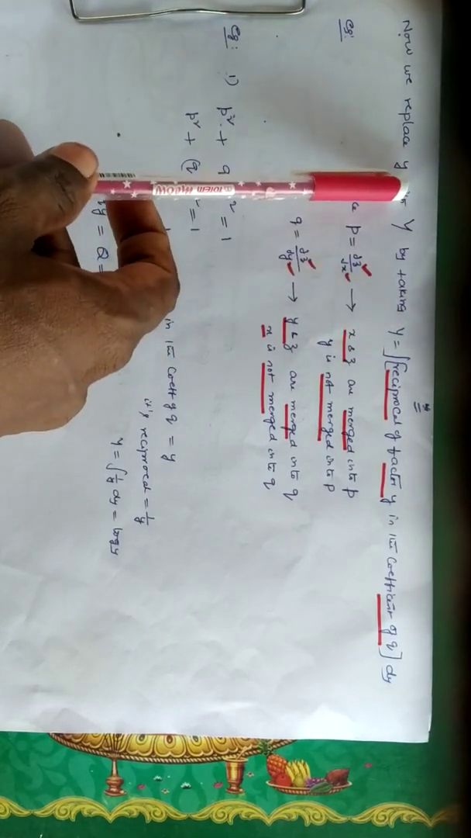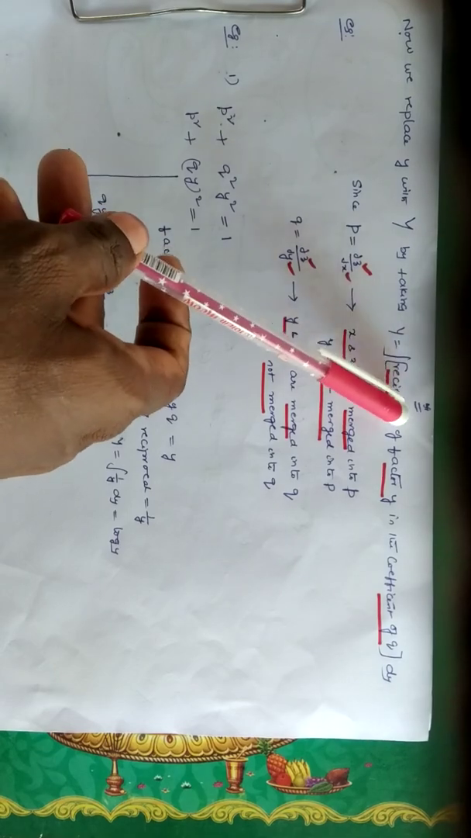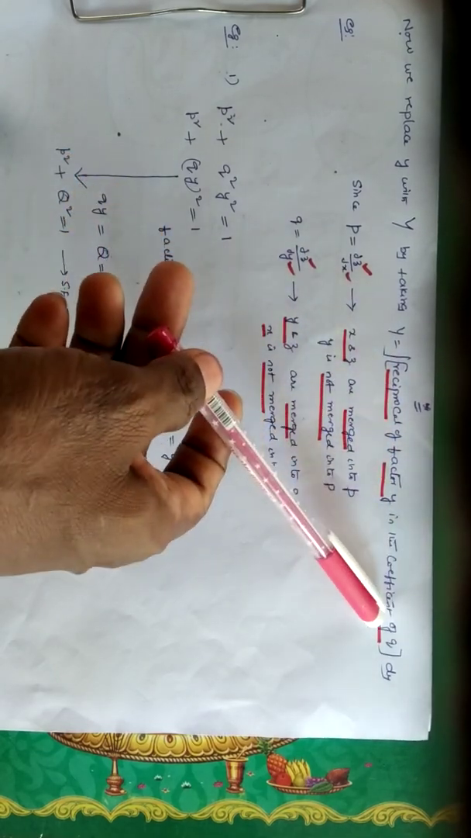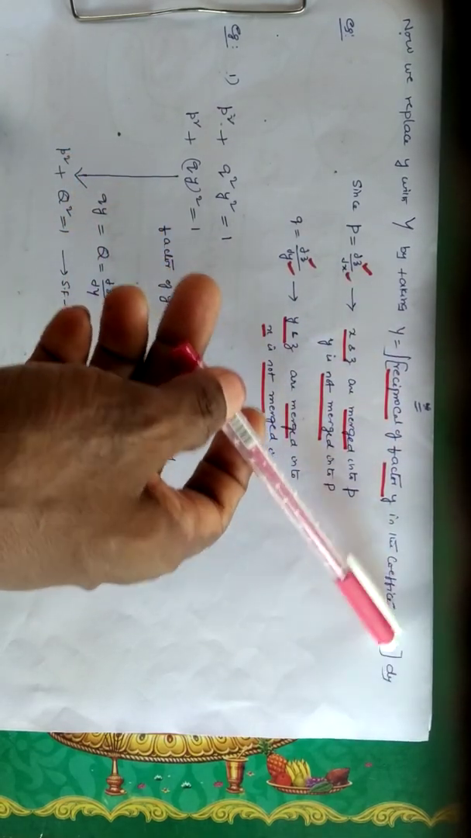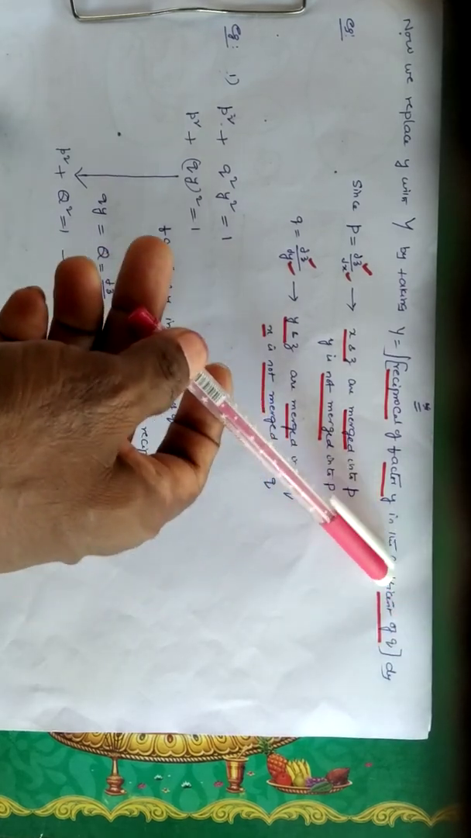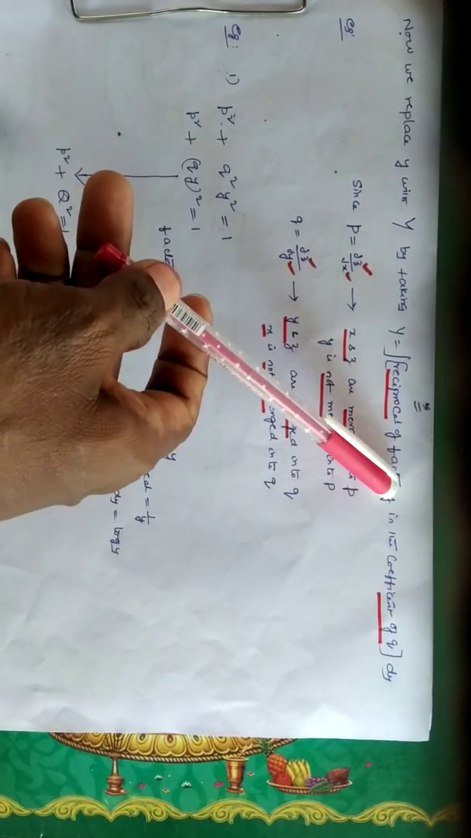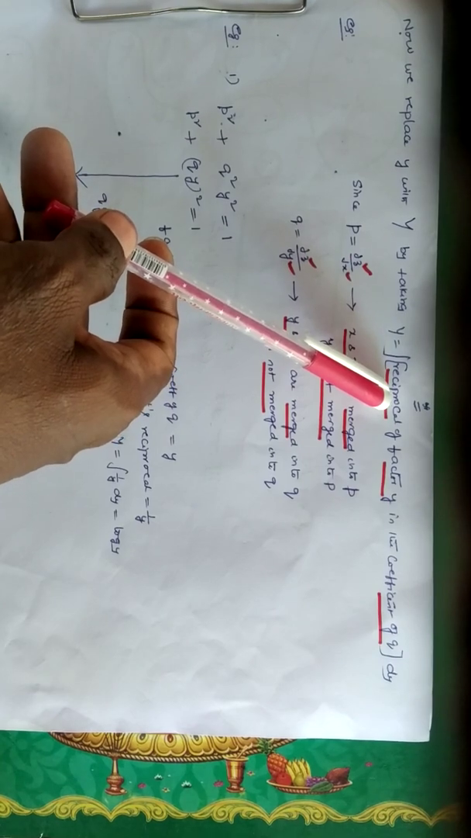Now, we replace small y by capital Y by taking capital Y equal to the integral of the reciprocal of the factor of y in the coefficient of small q into dy. That means from the coefficient of small q, we consider the factor of y and its reciprocal as the integral.